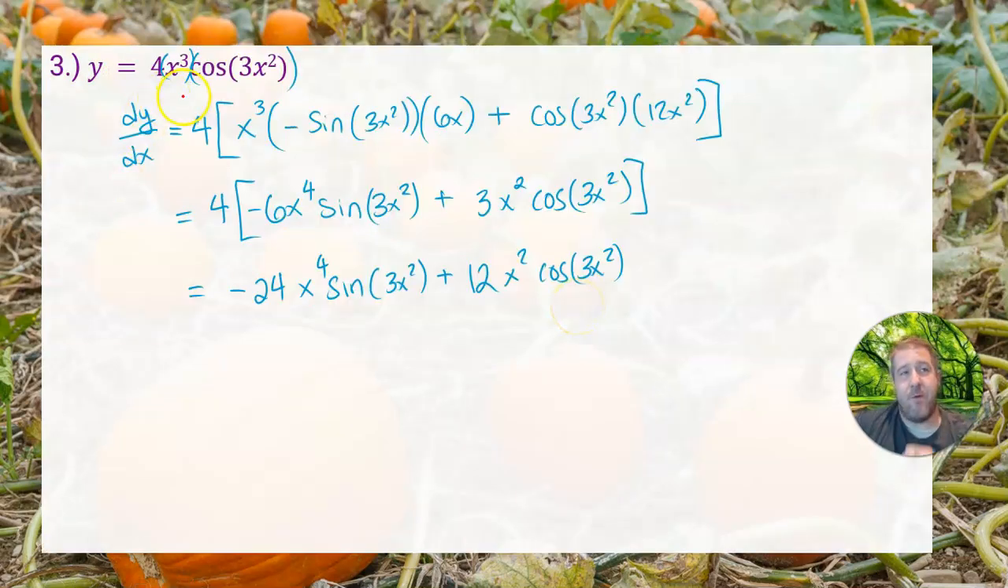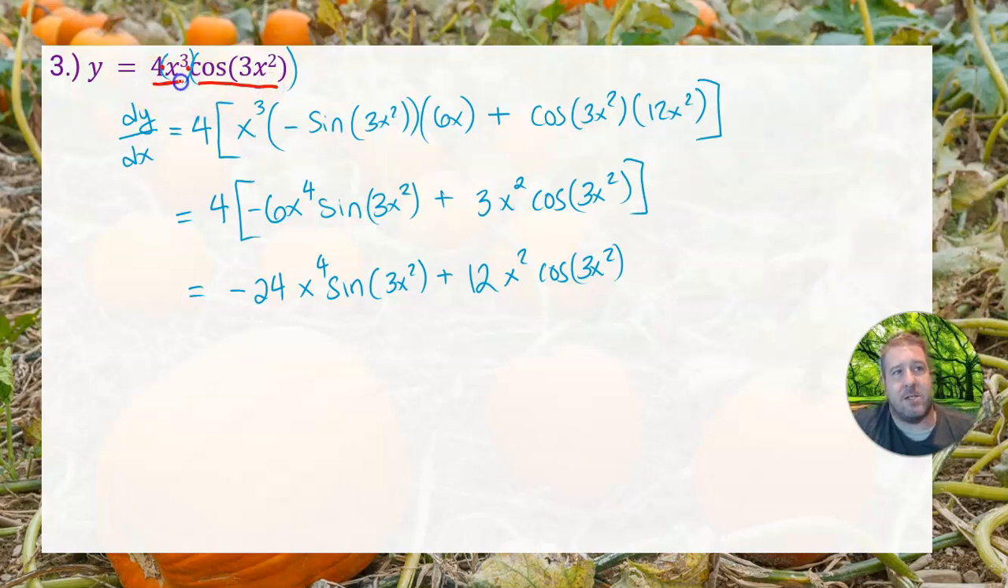All right. Very important when you see a question like this, which doesn't have parentheses, but you know that anytime there's no parentheses and 2 terms are next to each other, you know that's multiplication. This is really 4 times x to the third times cosine of 3x squared. Now, why is that important to recognize? Because this is product rule.